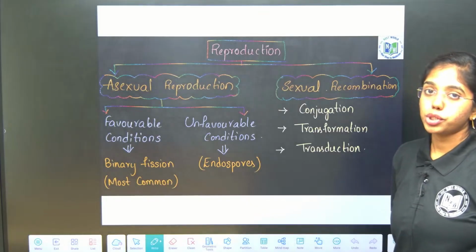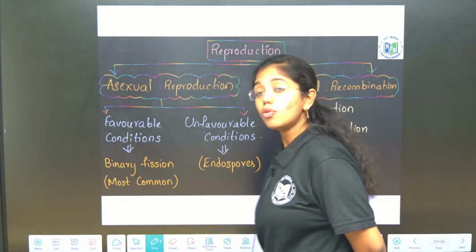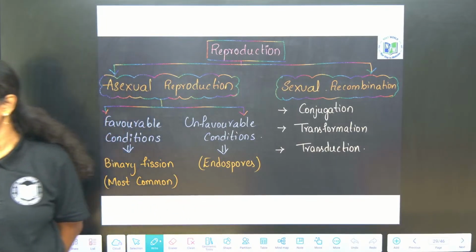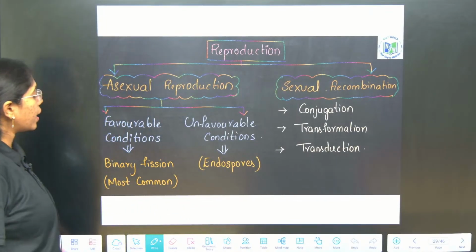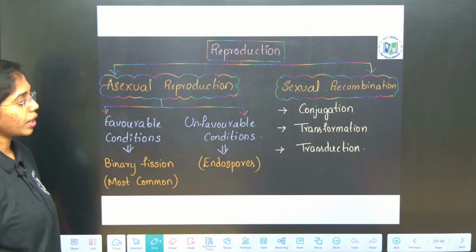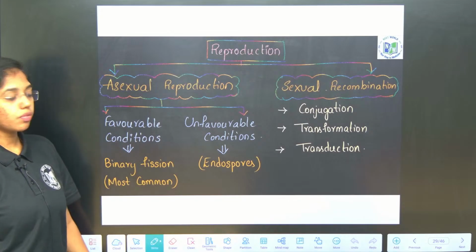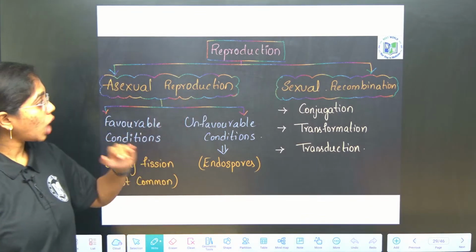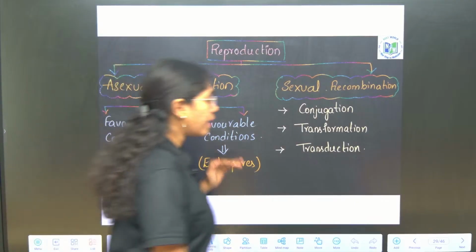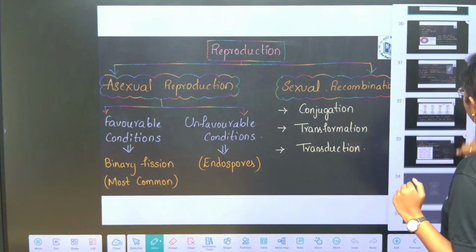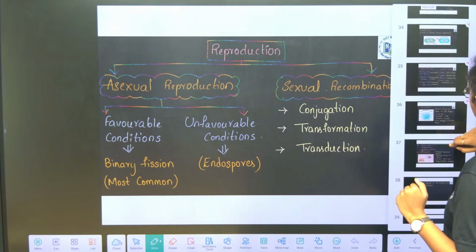Next is reproduction. As we have discussed, two modes of reproduction: asexual and sexual. Asexual under favorable and unfavorable conditions, and for sexual recombination you can go through conjugation, transformation and transduction. As of today we will stop till metabolic diversity, and now it is questionnaire time. In our next session we will discuss reproduction as well. Now let us check our memory.